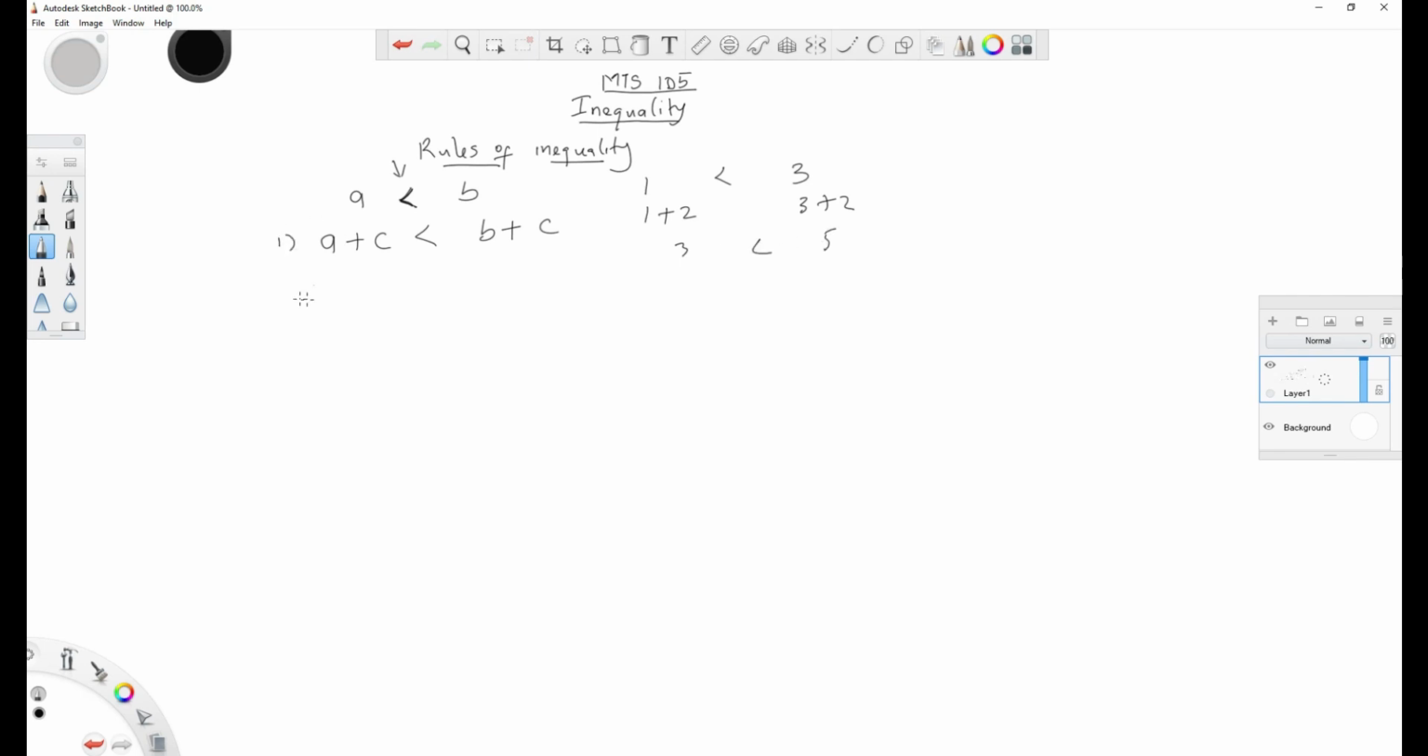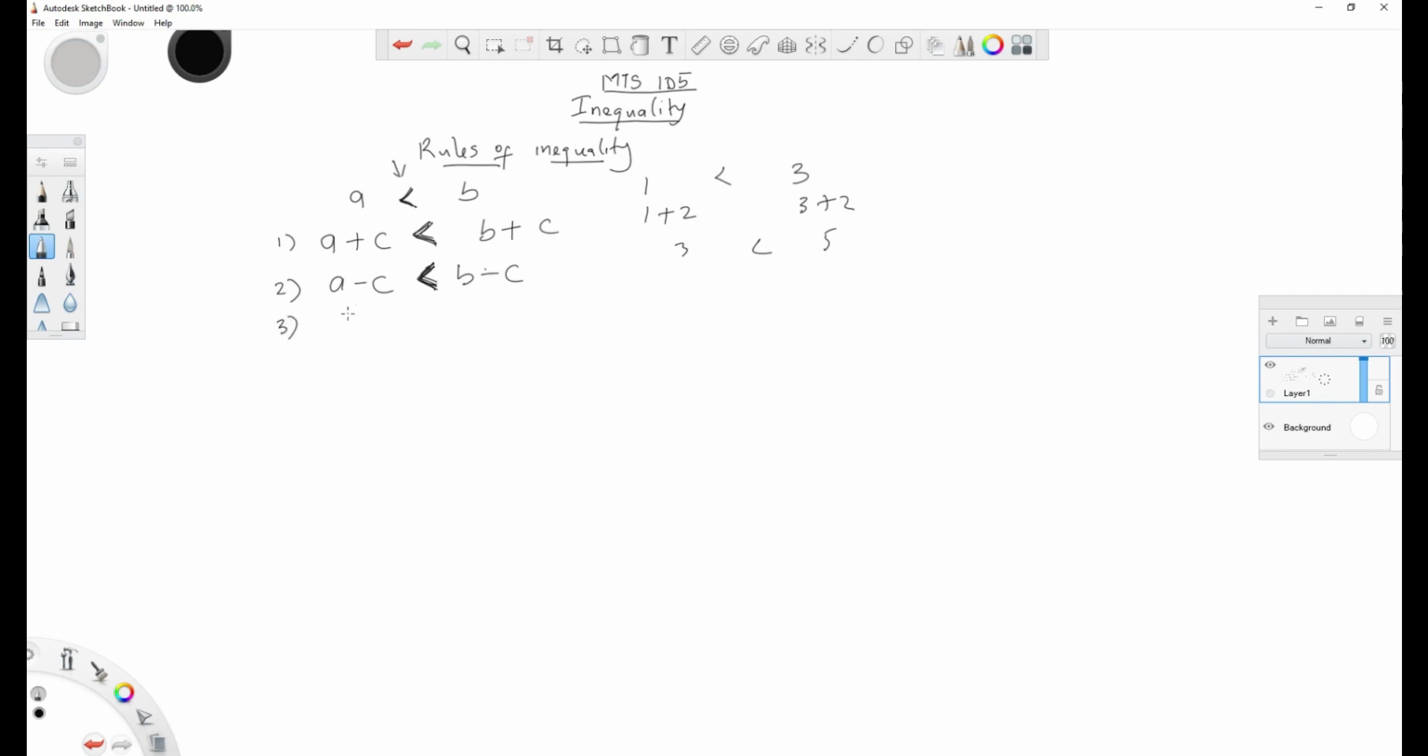Okay, that's 1. 2. What if we subtract? What if it is subtraction instead? What if we subtracted? It actually still doesn't change the inequality sign. The inequality sign remains the same whether you add or whether you subtract from both sides. It still remains the same.